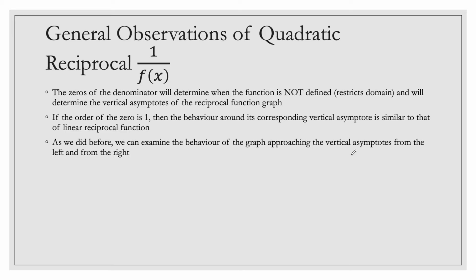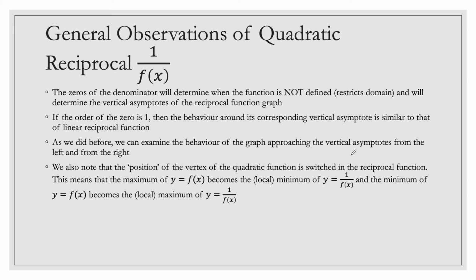The one extra point that we should look out for now is the vertex. So we notice that the position of the vertex of the quadratic function is switched in this reciprocal function. So what this means is that the maximum of the quadratic function then becomes the local minimum of the reciprocal function, and the minimum of the quadratic function then becomes the local maximum of the reciprocal function. And keep in mind, the reason we write down that it is the local maximum or the local minimum of the reciprocal function is because it is not always the absolute maximum or absolute minimum.